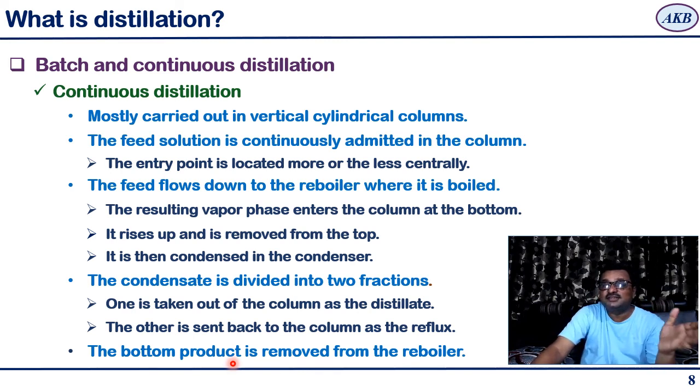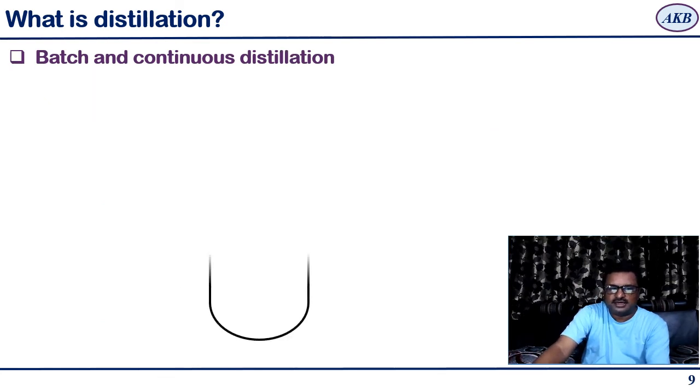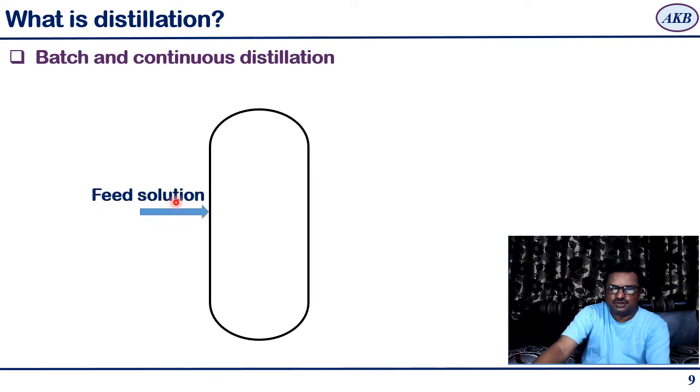Now let us understand this with the help of an animated diagram. That will make the operation clear to you. So you have this vertical cylindrical column. Feed solution is admitted more or less centrally. So feed is entering over here. Once it enters the column, it flows down under the influence of gravity to the reboiler.